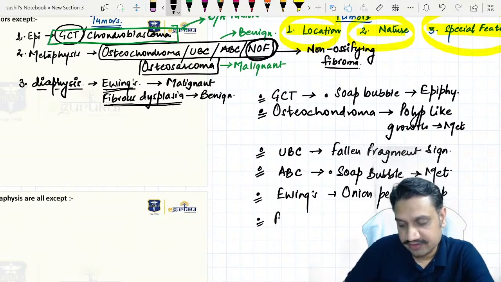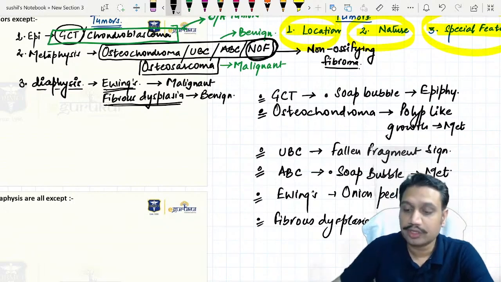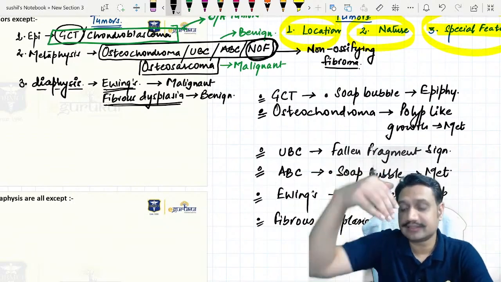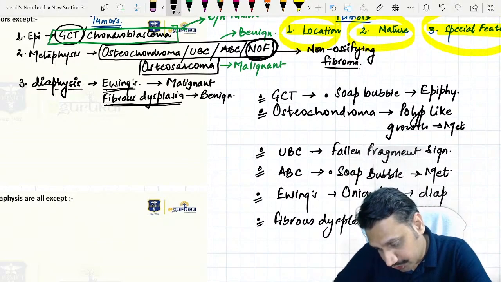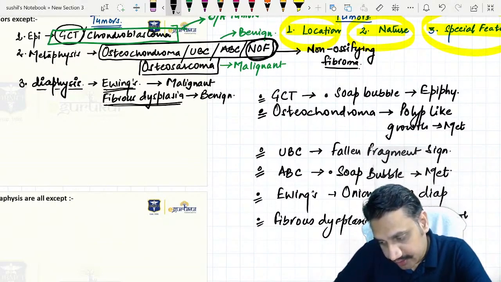And what is the special feature for fibrous dysplasia? It is the bending of the proximal femur. What do you call that? The bending of the proximal femur like this. That is known as the Shepherd Crook deformity.